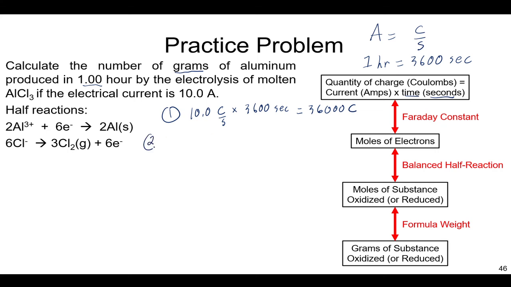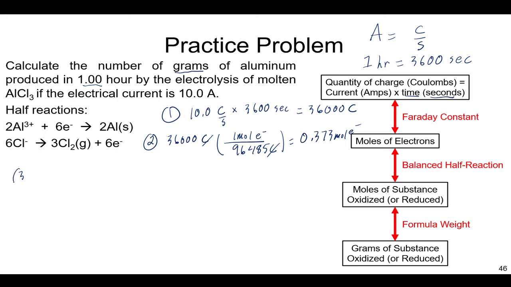Now, Faraday's constant lets us take this 36,000 coulombs and convert it to moles of electrons. 96,485 coulombs in 1 mole of electrons. So this dimensional analysis leads us to 0.373 moles of electrons.